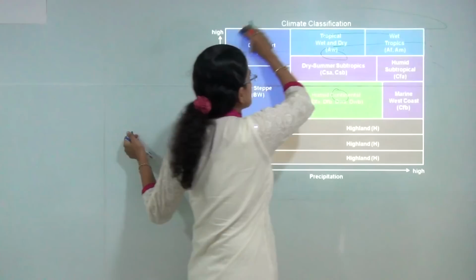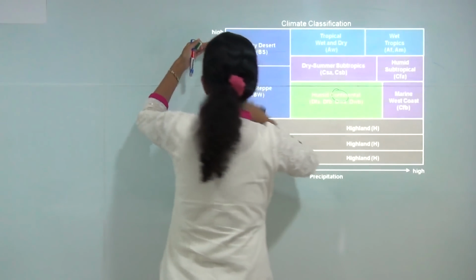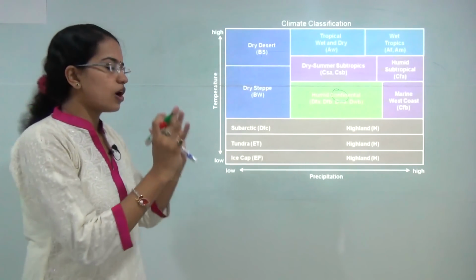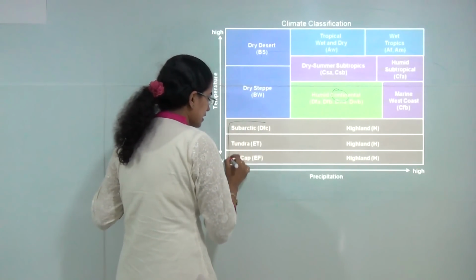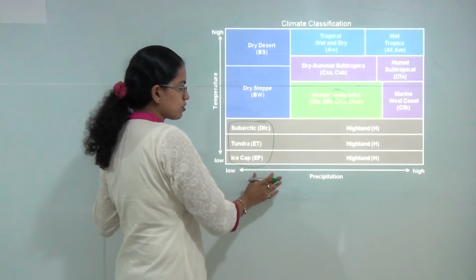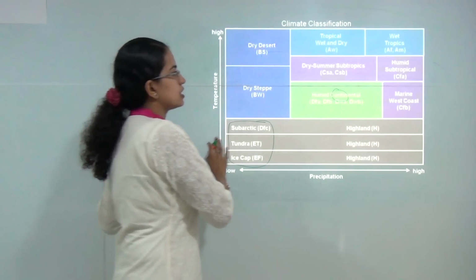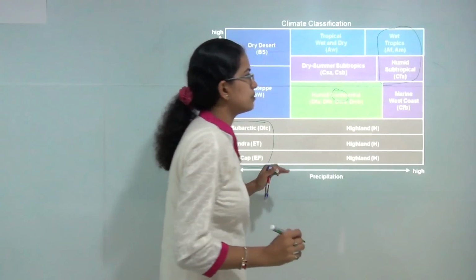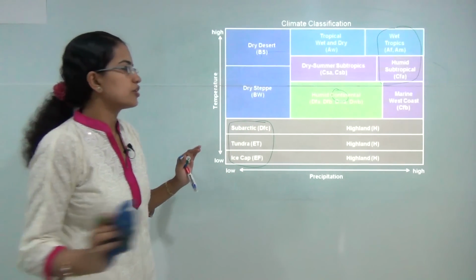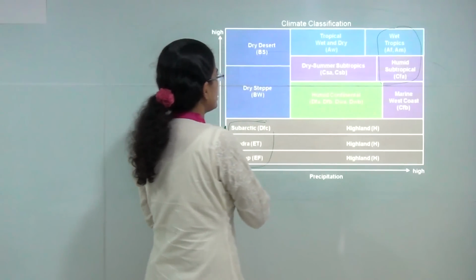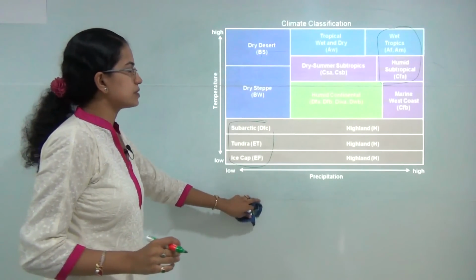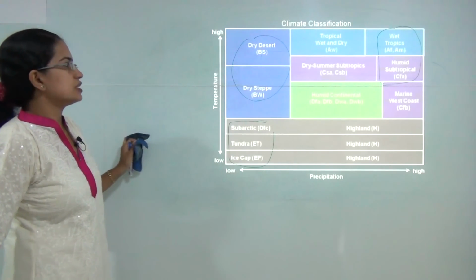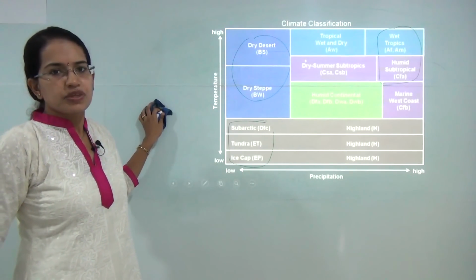If we want to summarize it, we can draw a graph with temperature varying from low to high and precipitation from low to high. If we cross tabulate it, we will see subarctic tundra and ice caps in the regions of low precipitation and low temperature. The regions of high temperature and high precipitation are wet tropics and humid subtropical areas. On the other hand, if the temperature is high and precipitation is low, you will have dry desert and dry steppe climate. So this is how we can summarize Köppen's classification.